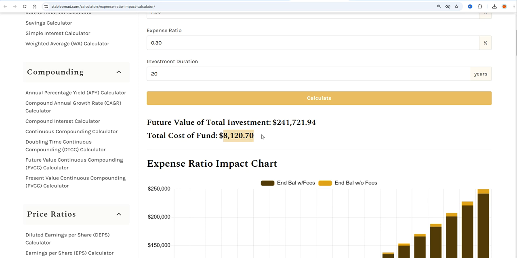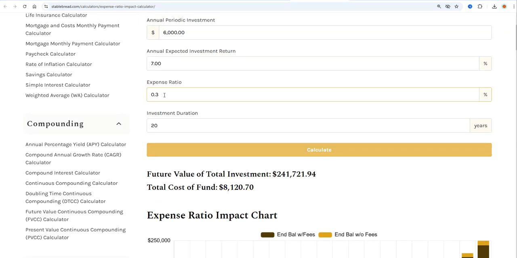Total cost of fund, $8,120, but you would have made $241,721 or pounds, whichever. So it is amazing that it's done a great job for you. However, this is expensive. That is really expensive. I will show you the difference.